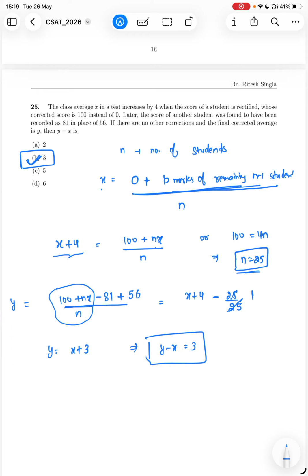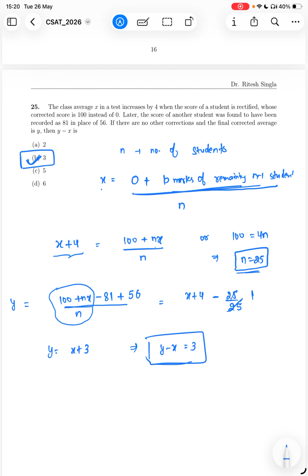Once the number of students is 25, they are saying that the mark you recorded earlier, 81, was wrong. The new mark is 56. So basically, you have already added 25 marks extra. If I want to update to the new one, the new average will be one less than the previous. So if the previous average was, say, x plus 4, the new average will be x plus 3, and then the difference between y minus x is 3, because x was the original average.